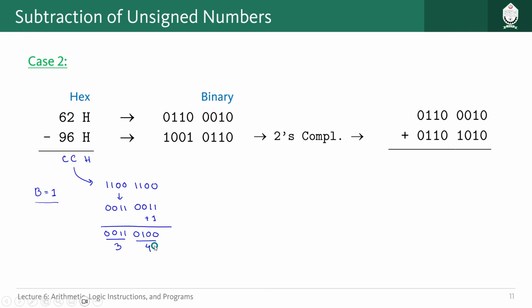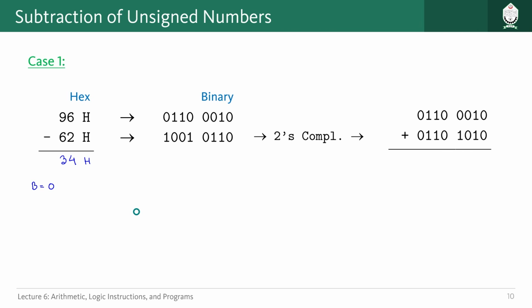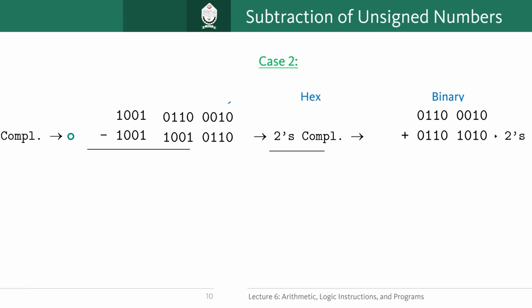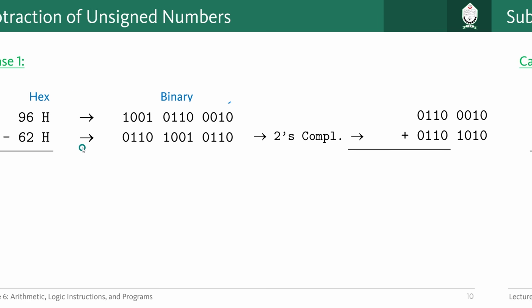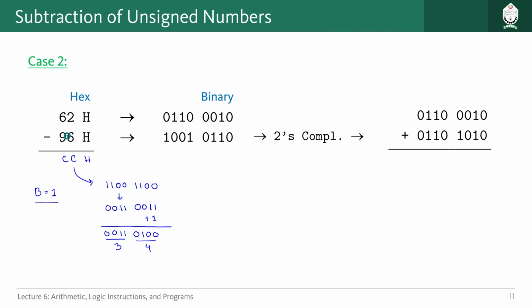So you see, the value we actually should be getting is minus 34, right? Because we have subtracted the same value but just the other way around. Previously it was 96 and 62, here it is 62 and 96. So previously if the result was 34, here the value should be minus 34. Okay, so if I take the 2's complement form of CCH, we are getting 34. So if this value is positive, then CCH is actually the representation of minus 34. That is what I'm trying to say.